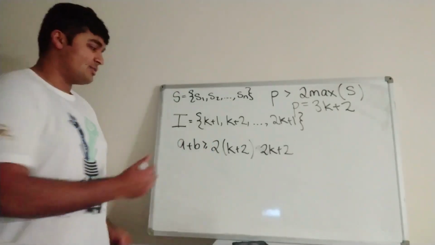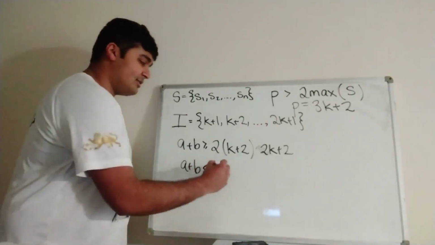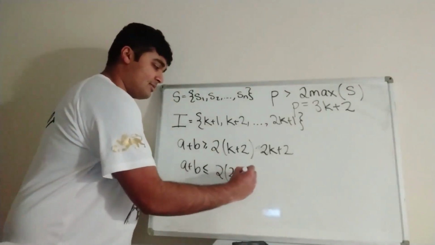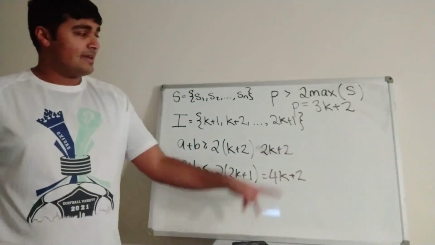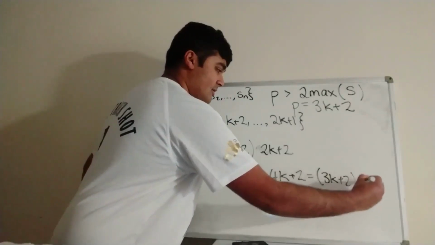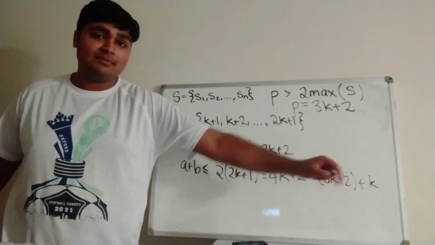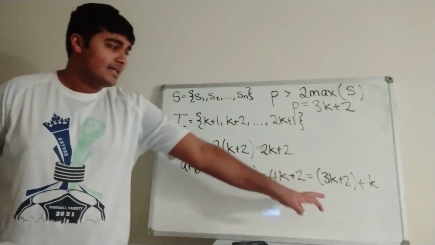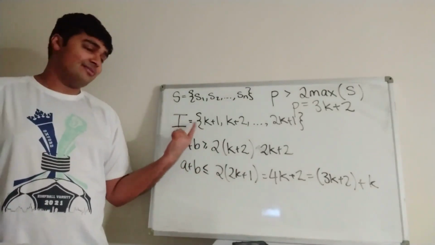But in fact that's impossible as well, because A plus B is going to be at most 2 lots of 2k plus 1, which is just 4k plus 2. But 4k plus 2 is simply 3k plus 2 plus k, and 3k plus 2 is simply p, so this is p plus k. So if we consider it mod p, this is going to be at most k, so it's going to be just to the left of this guy here.